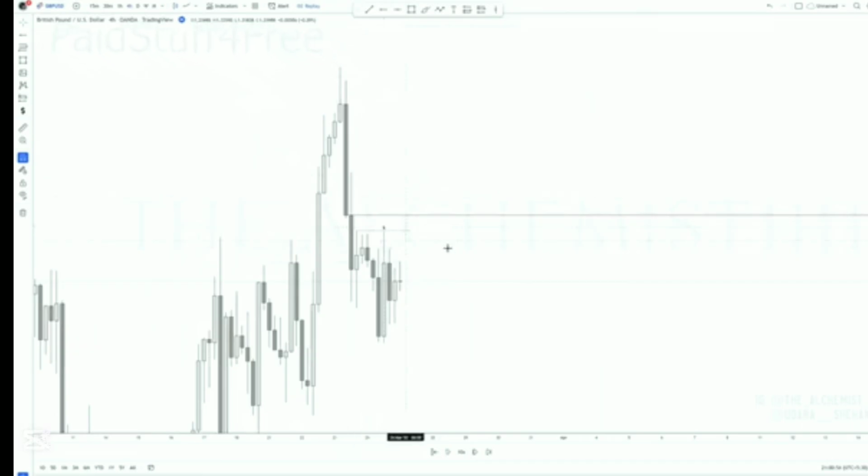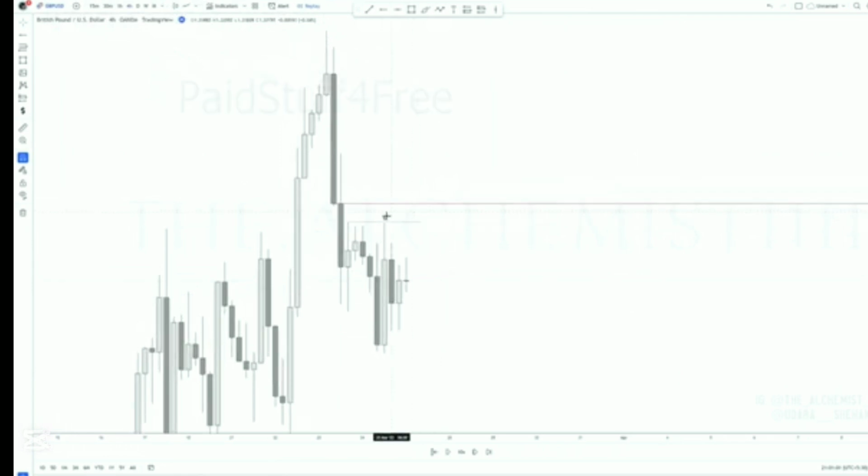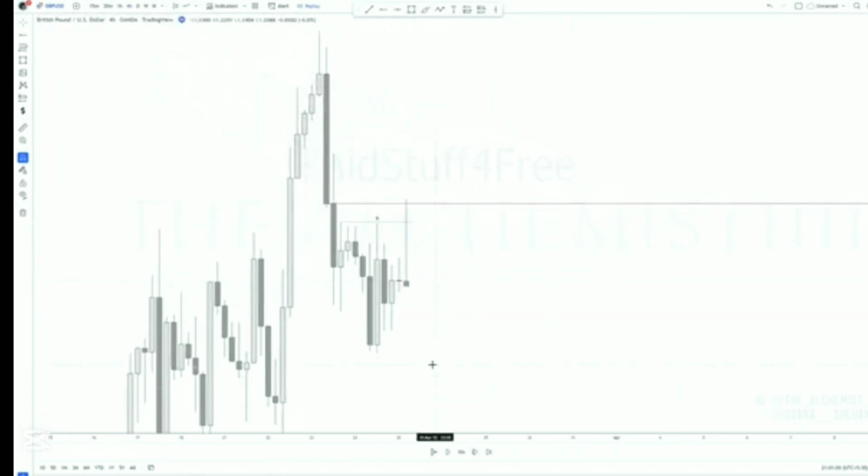There are times when we will be able to take intraday trades from the monthly time frame. I'll show that to you later. But this is what happens. So now we have liquidity and this pool of liquidity. There it goes right into this.